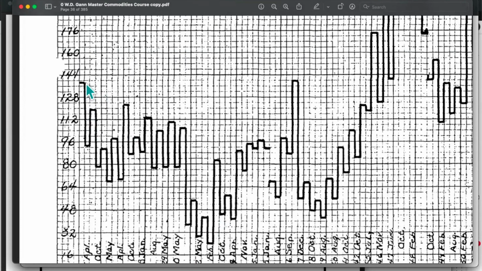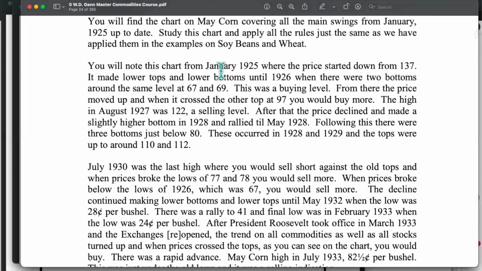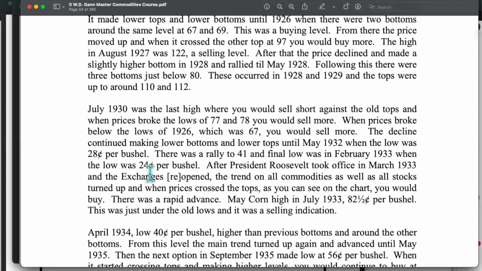So we had this high, which is 137. We had this low, which was 67. This high was 122, and then we had a low which was 24. Of course, probably because I have gone through the charts again and again, I know about these points. You can see over here, January 1925 was 137. From there, it made a low of 67, 69. And from there, again, it made a top in August 1927 of 122. And from there, it made a low of 24 cents.